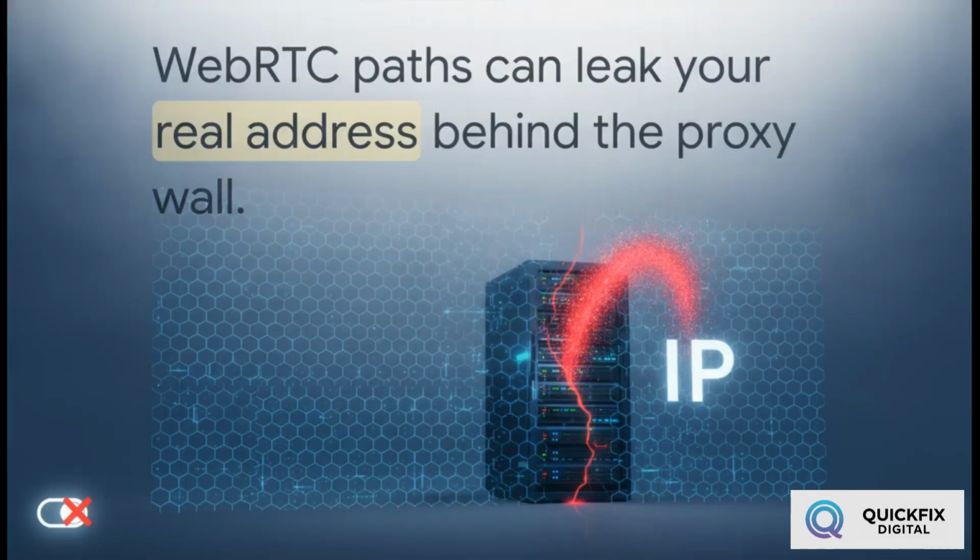Okay, you also need to watch out for WebRTC, which is a major critical vulnerability. These data paths can actually leak your real underlying network address right through that proxy wall you set up. To maintain your anonymity and keep your actual hardware hidden, you have to take the technical step of either completely disabling those WebRTC transmissions or configuring your browser tools to alter the outbound address values.